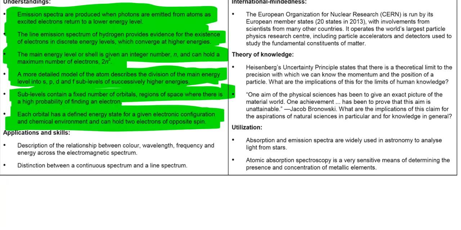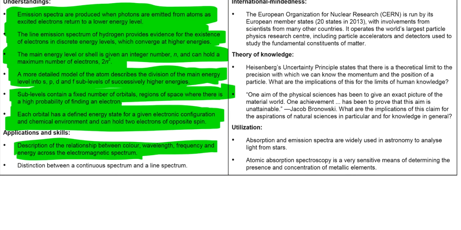Description of the relationships between color, wavelength, frequency, and energy across the electromagnetic spectrum. The electromagnetic spectrum goes from X-rays to ultraviolet, radio waves, something like that. You're just going to have to remember that and do a bit of study on it. You can see that wavelength is inversely proportional to frequency: when wavelength increases, frequency decreases. That's the main relationship you need to know, and think about color and how that relates to the wavelength of light.